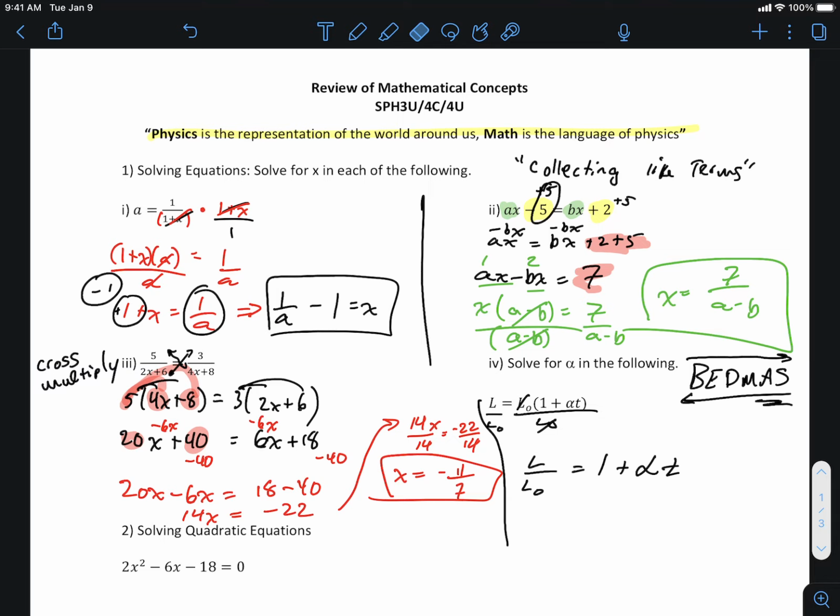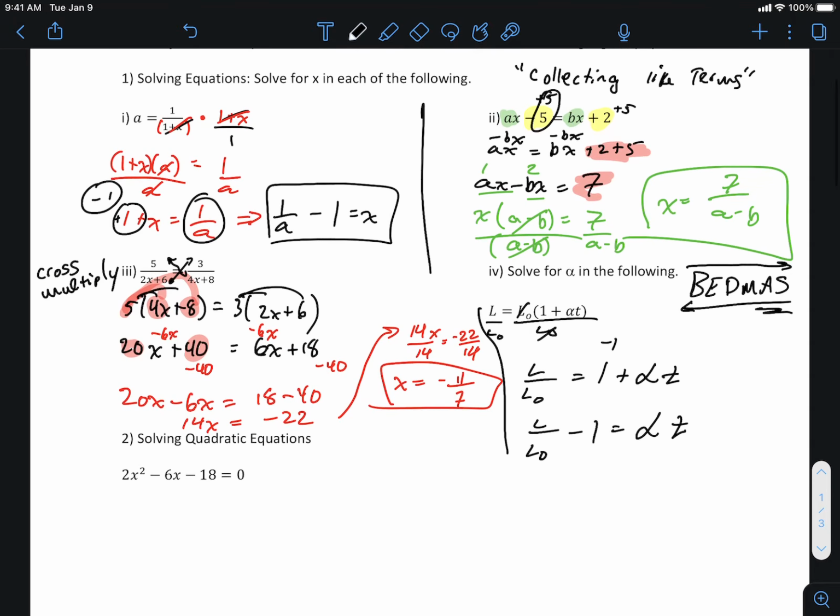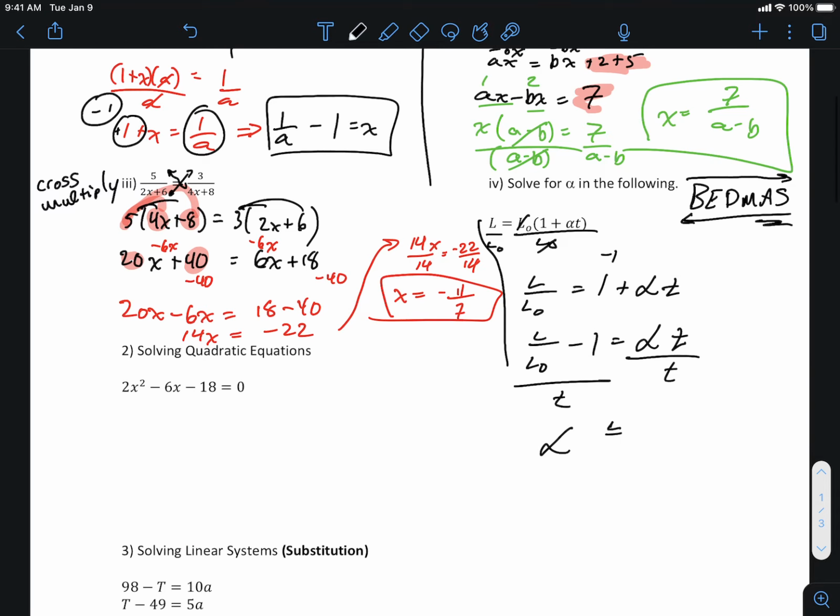Now that I've gotten rid of that bracket, because I divided, now I can untie this subtraction. I can move that over by going to minus 1. Alpha's not yet by itself, so I can divide this side by t. What I do to that side, I have to do to the other. Okay, and there's your answer. I'll leave it like that. So we got alpha equals L over L naught minus 1, all divided by t, without overcomplicating it.